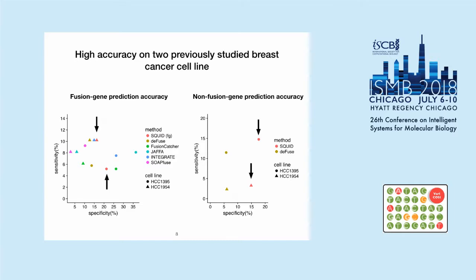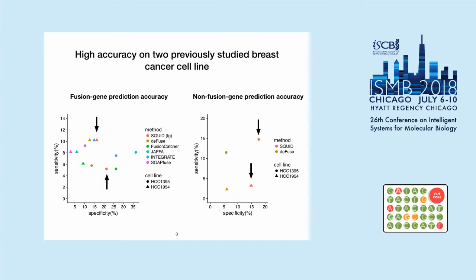So we test the performance of SQUID on previously studied cancer cell lines, where there are experimentally validated structural variations. In both panels, the x-axis is specificity, the y-axis is sensitivity. When restricted to fusion gene predictions, SQUID has similar sensitivity and specificity compared to the top fusion gene detection software. But there are only 2 methods that can output any non-fusion gene TSVs, SQUID and deFuse. And SQUID has a much higher specificity and also a higher sensitivity compared to deFuse.